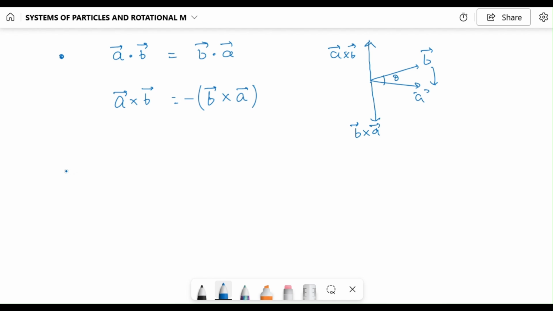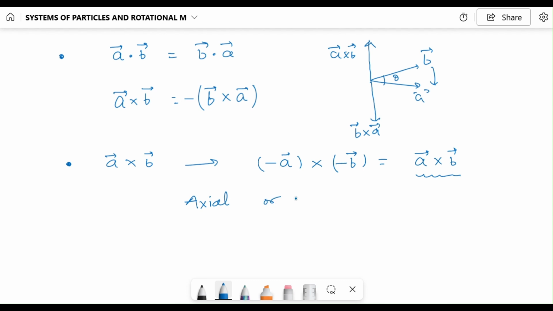Now, what is its behavior under reflection? If A cross B is the cross product of vector A and vector B, what will be the cross product if we take their reflections? That is, instead of vector A, we take negative of vector A, just opposite in direction, equal in magnitude, a kind of mirror image, and cross with negative B. This is ultimately going to give you A cross B. This means under mirror reflection, the vector A cross B remains invariant. Such a vector is called an axial vector or pseudo vector.